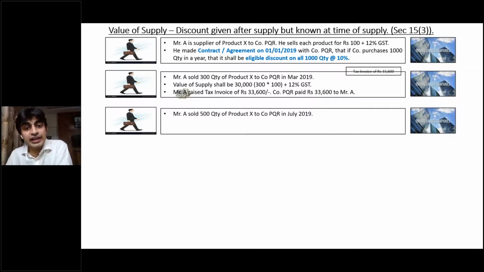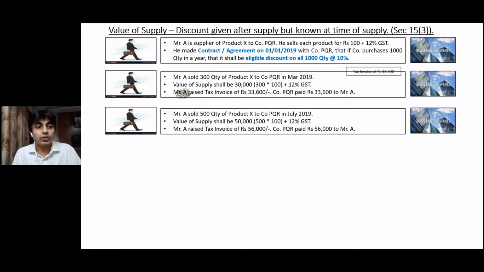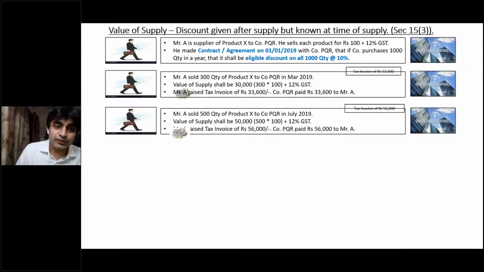Now, again, Mr. A has sold product X to company PQR in July. How much quantity? 500. Is he eligible for discount right now? No, because still 1,000 quantity is not reached. Only 800 quantity is done. So the value of supply shall be on gross value: 500 into 100, 50,000 plus 12% GST. Clear? So what will the invoice be? 56,000. Company PQR has to pay the full 56,000.